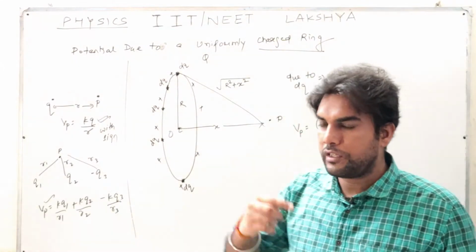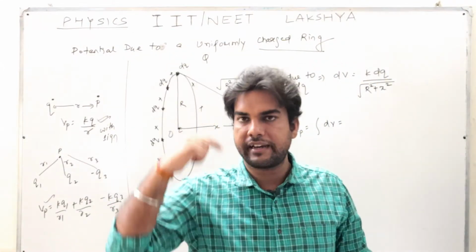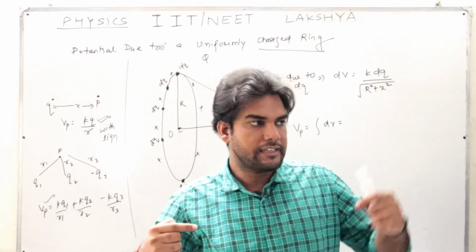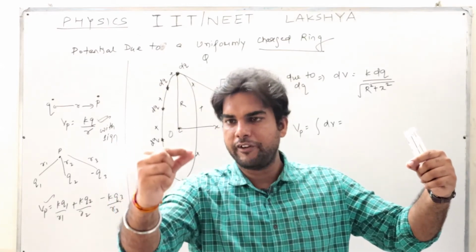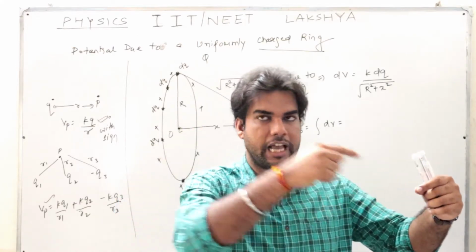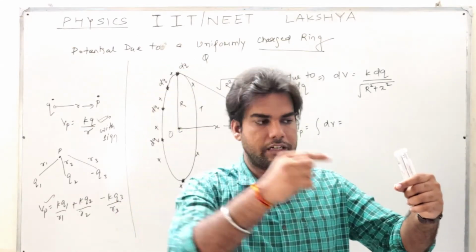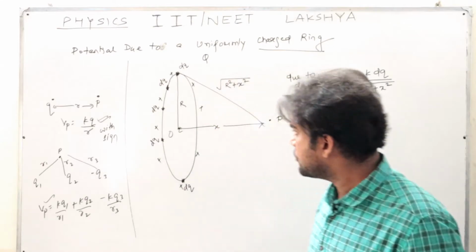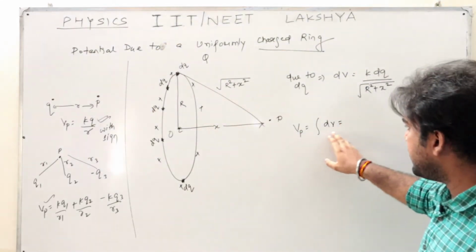Now if you observe carefully, this is the ring, and here is a point P. At every point of the ring, the distance from this point is the same. Every distance you will get is under root r square plus x square only. So that is what we are saying, so we can integrate it.